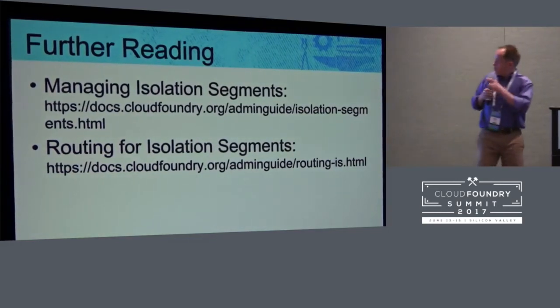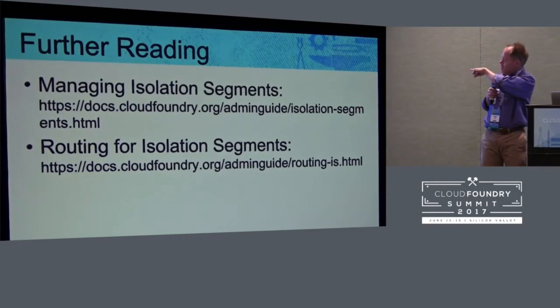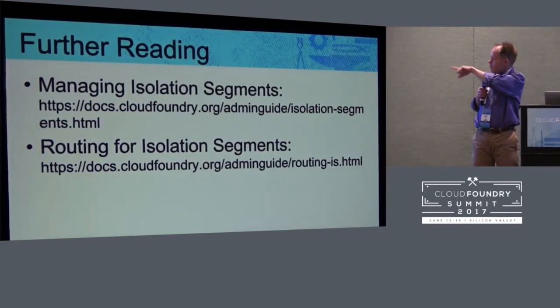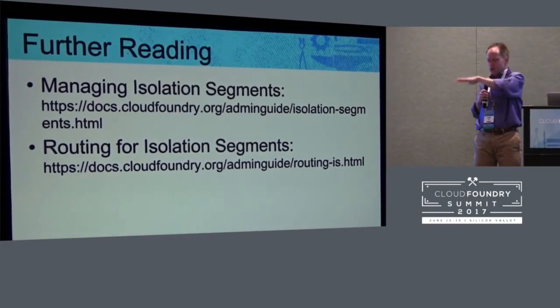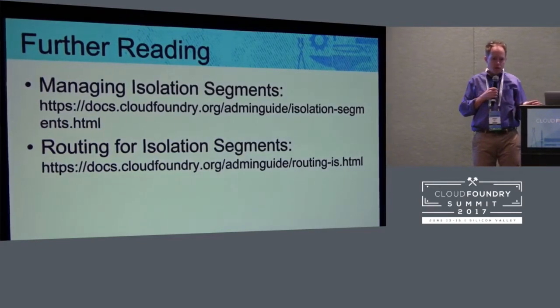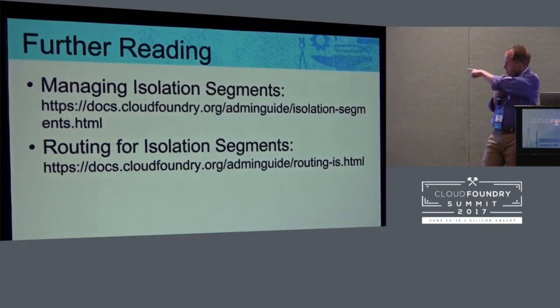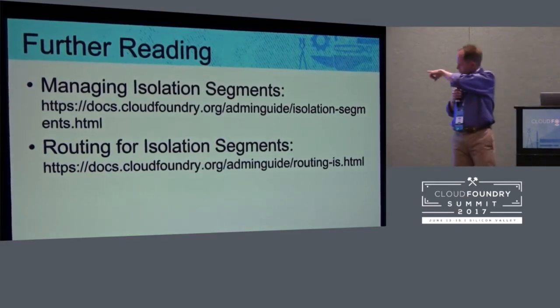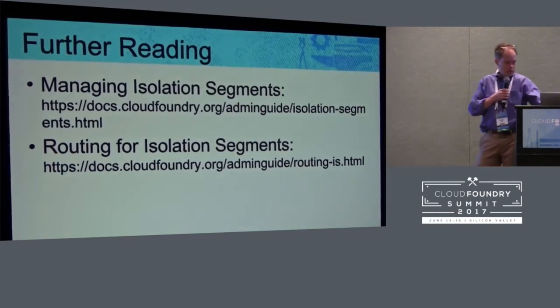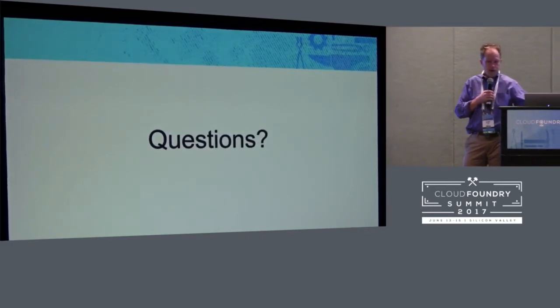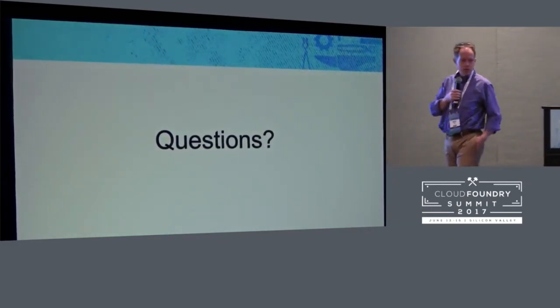Oh yeah, I jumped ahead. So these are the doc URLs for managing isolation segments. That includes pretty much everything you need for compute isolation segments. Literally just about everything. And then routing, the deltas for that are in the second URL. We're just about out of time, but let's see if we've got time for just a couple questions.